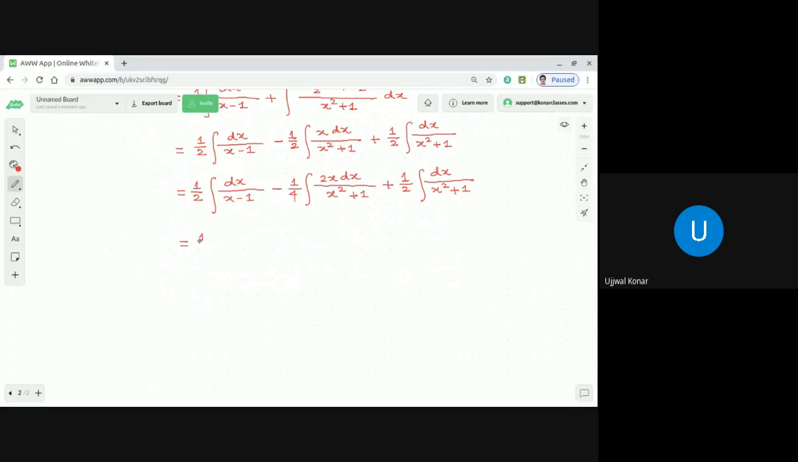So now it is quite simple. It all came under our standard formula: half ln of mod x minus 1, minus 1 by 4 into ln of mod x square plus 1. Though mod and no mod doesn't make sense for x square plus 1 because it is always positive for any real value of x. And if you recall, it comes under the x square plus a square formula, that is 1 by a into tan inverse of x by a, that is tan inverse of x, plus c, where c is the integrating constant.